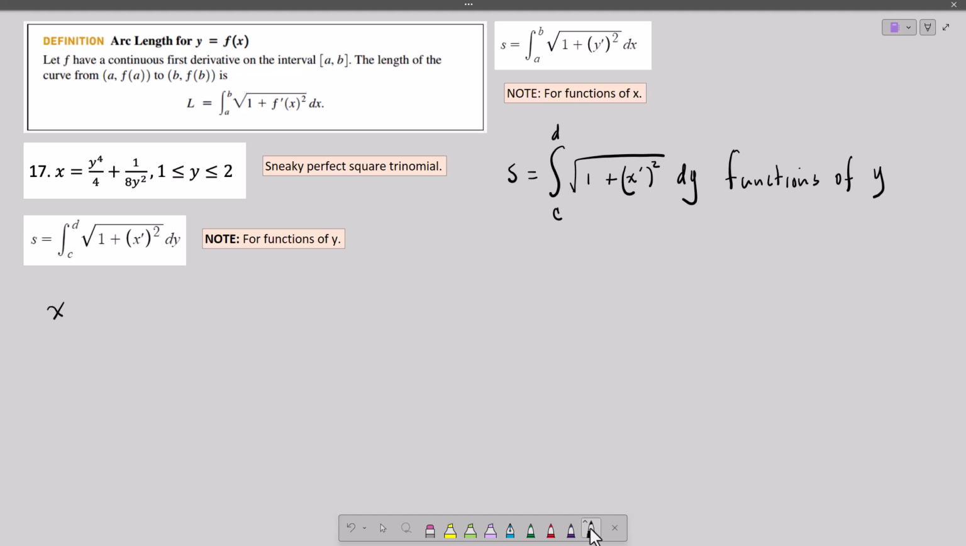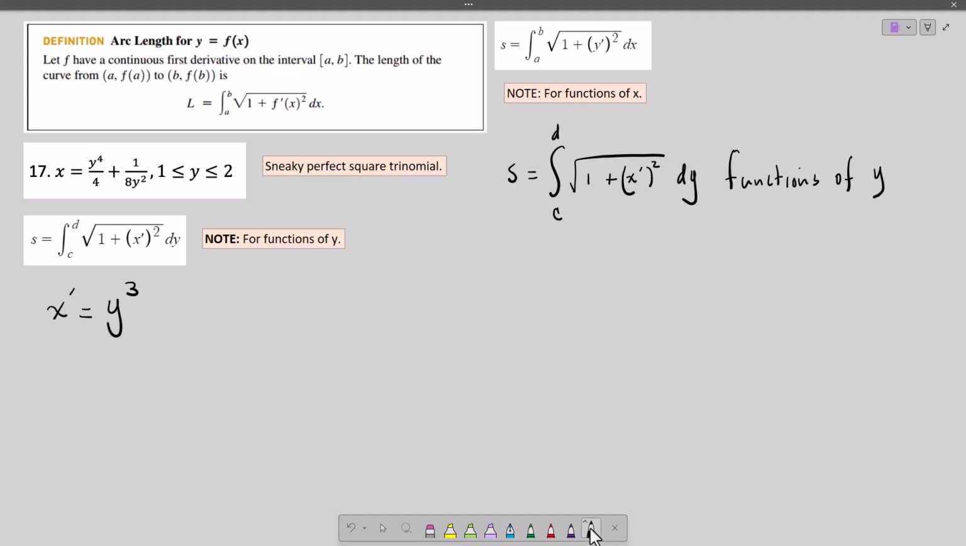So let's find x prime. We've got this function. The first term's pretty easy. The 4 comes down and cancels, so we end up with y cubed. The second term, we've got to be a little more careful. I'm going to think of that as y to the negative 2 over 8. It's a little easier to differentiate. You could use the quotient rule if you're into that. But if you think about this as 1/8 y to the negative 2, that's going to be a little bit easier. So I'm thinking of it like that.